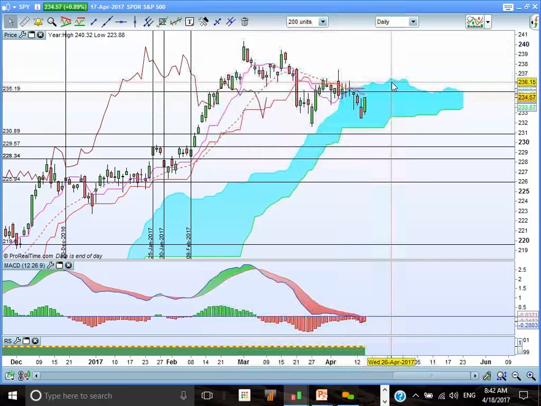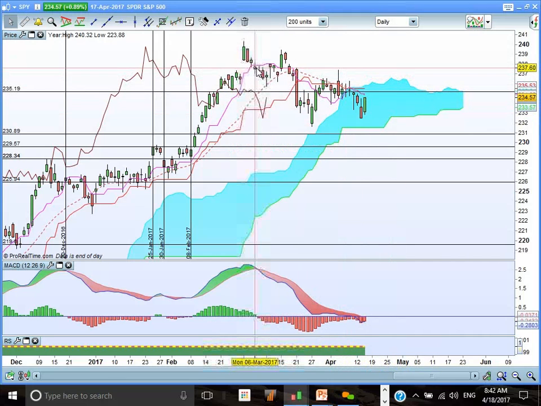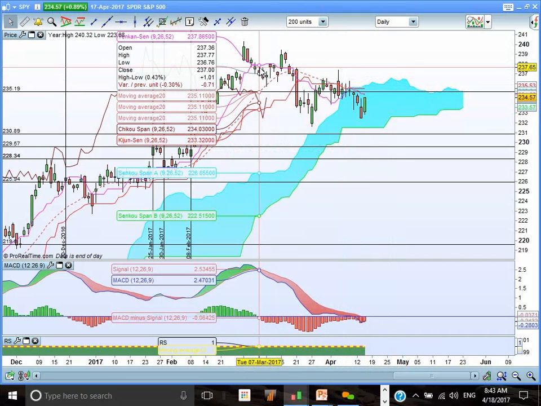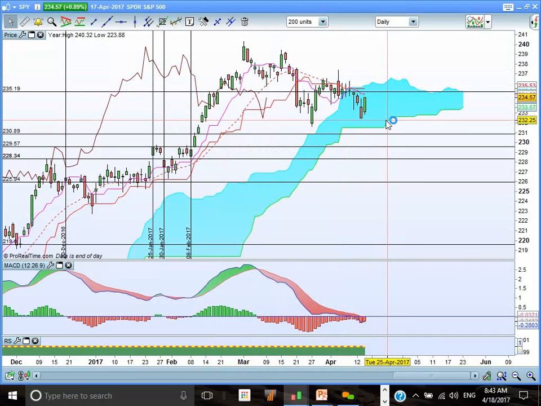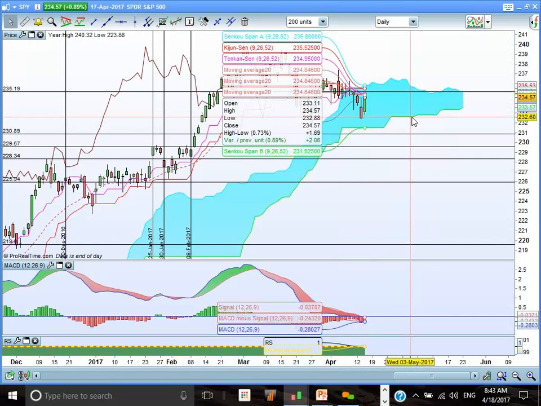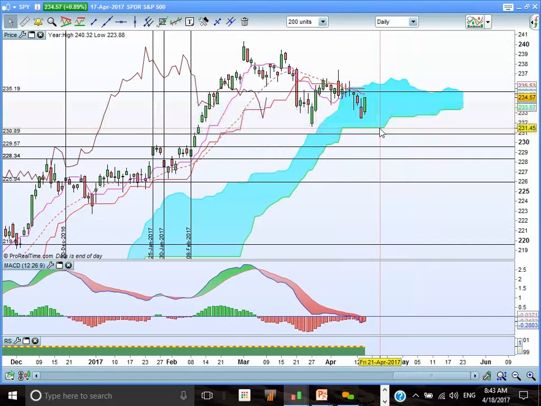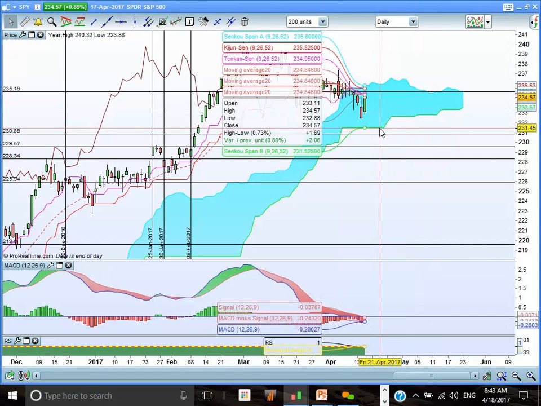So currently we still have a MACD sell signal that's active since the 7th of March. We're now getting closer to a key support zone where one could take a position for a swing trade as the market rebounds from this cloud chart support zone. So watch the levels 232.60 and 231.45. These are critical levels to watch in the SPDR ETF.